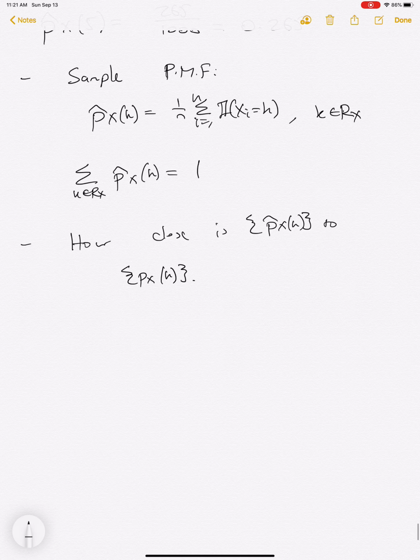So the key question to think about, and what'll be the basis for a lot of the calculations we do, is: how close is p-hat_X(k) to p_X(k)? The reason I'm starting with this is because typically the data that you observe is essentially going to be like the sample PMF or sample distribution.